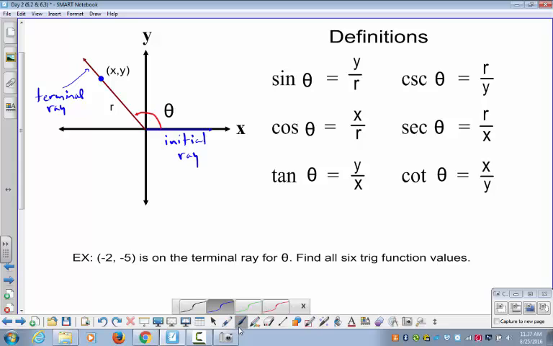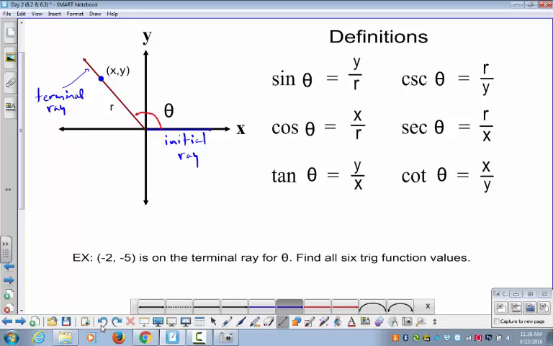If we were dealing with what we were dealing with until this moment, all of our terminal rays would be here in quadrant 1 forming acute angles. But now we're going to go past quadrant 1 and let that terminal ray be in whatever quadrant it wants to be in. Or even on an axis. It doesn't even have to be in a quadrant. It could be on an axis forming a 90-degree angle or a 180-degree angle or a 270-degree angle. So we measure from the positive x counterclockwise.